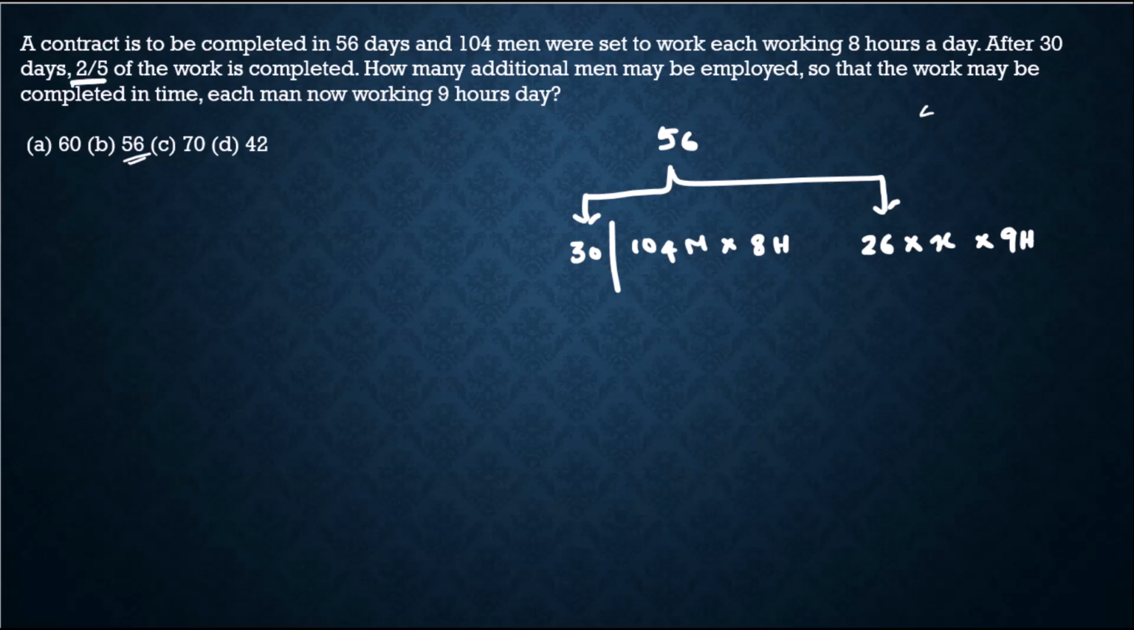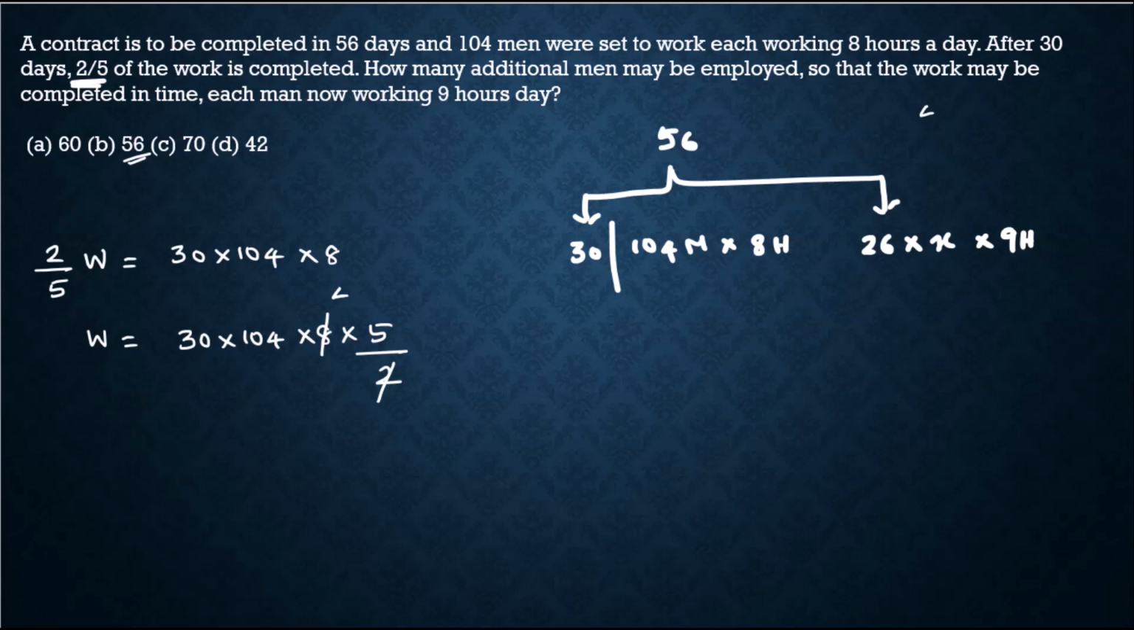So in the first 30 days case, they have given that in 30 days, they have completed 2 by 5 of the work. That means 2 by 5 part of the W is equal to 30 days, 104 men working for 8 hours per day, correct? That means the total work is equal to 30 into 104 into 8 into 5 by 2, correct?